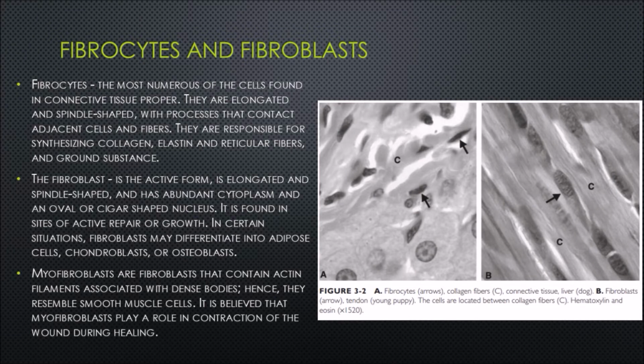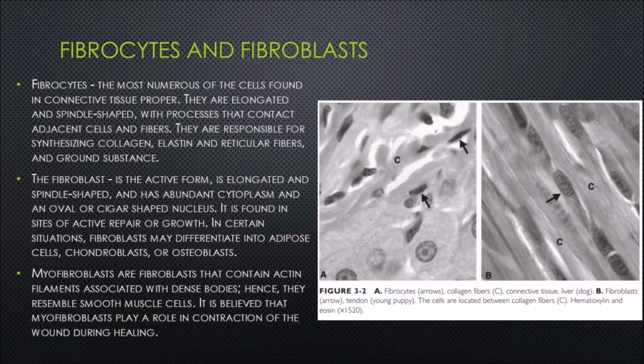Fibrocytes are the most numerous of the cells found in the connective tissues. They are elongated and spindle-shaped with processes that contact adjacent cells and fibers, and they are responsible for synthesizing collagen, elastin, and reticular fibers, and also maintaining the ground substance.